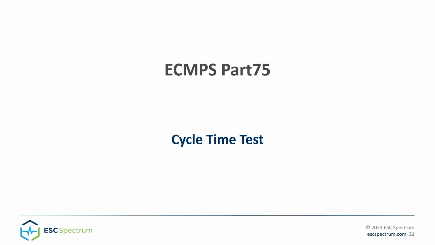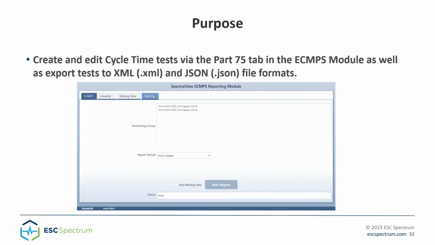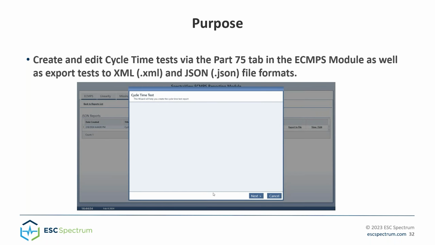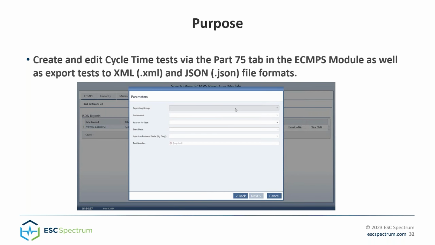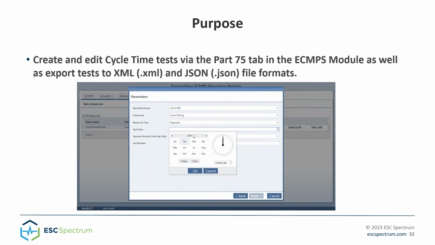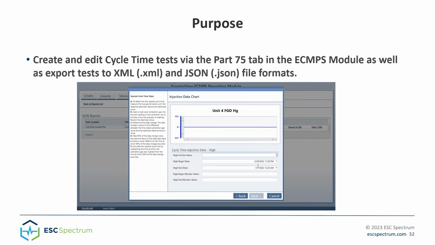This is cycle time. Basically, the test verifies the time it takes a system to cycle from a stable low concentration to a stable high and then back again. We've got a form here for the input of the parameters for the test. And we've also included for Mercury, there is the injection protocol code. The operator just needs to select which of the protocols that they're using. That data is not available in the monitoring plan.